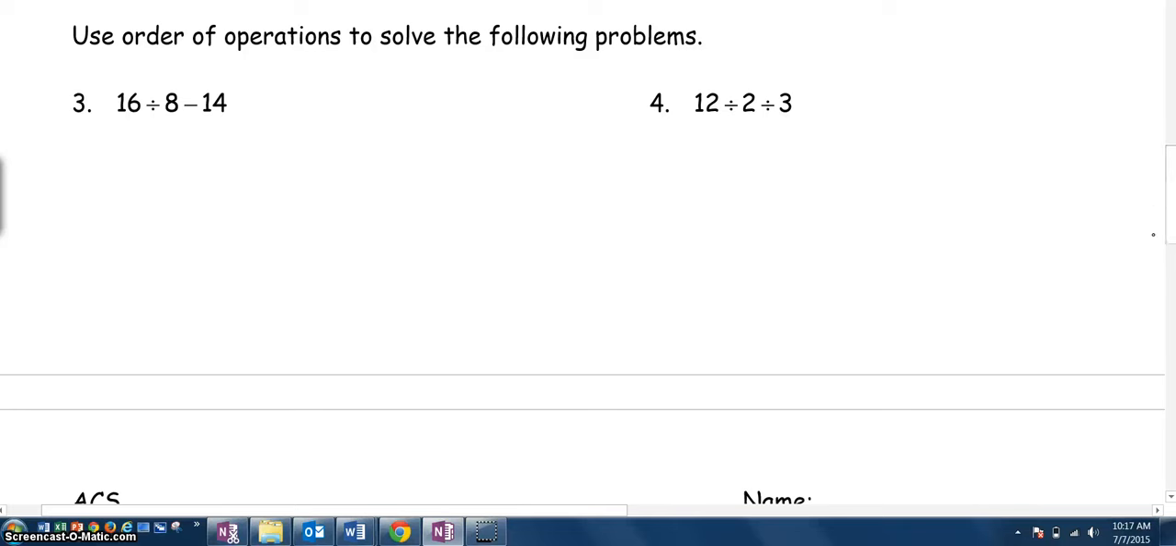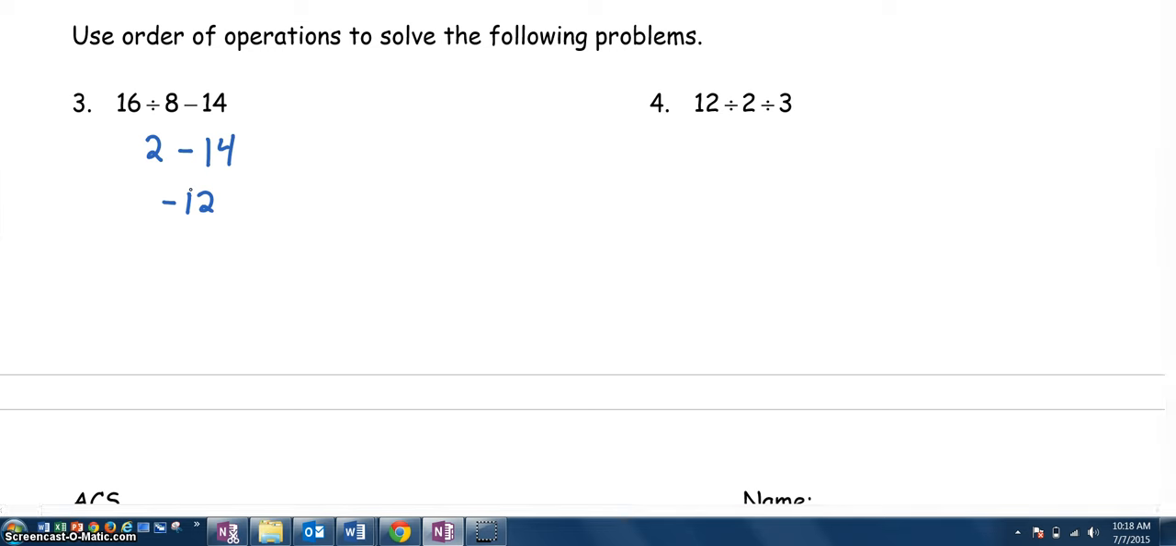Use the order of operations to solve the following problems. So all of our problems today are only going to involve step 3 and 4. So the multiply, divide, and then add and subtract. Remember that multiplying and dividing comes before adding and subtracting in a problem. So in number 3, we have 16 divided by 8 minus 14. So division comes before subtraction, so I'm going to do 16 divided by 8, which is 2, minus 14. 2 minus 14. Since 14 is a bigger number, my answer is going to be negative, so I would have negative 12.